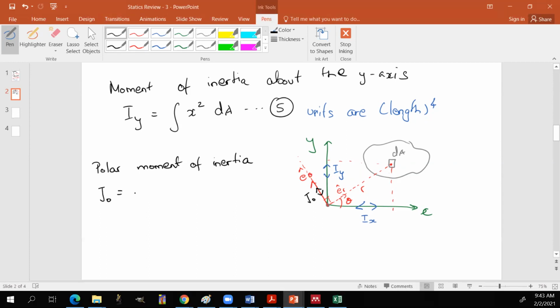J naught is defined by looking at this dimension r, so you're integrating r squared times dA. But r squared can also be written in terms of x and y: this length is equal to x, and that length is equal to y. So what's r squared in terms of x and y? X squared plus y squared.